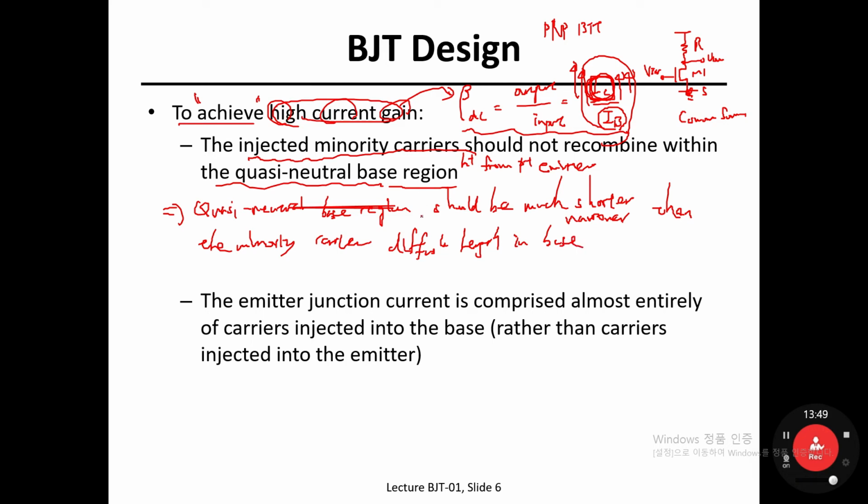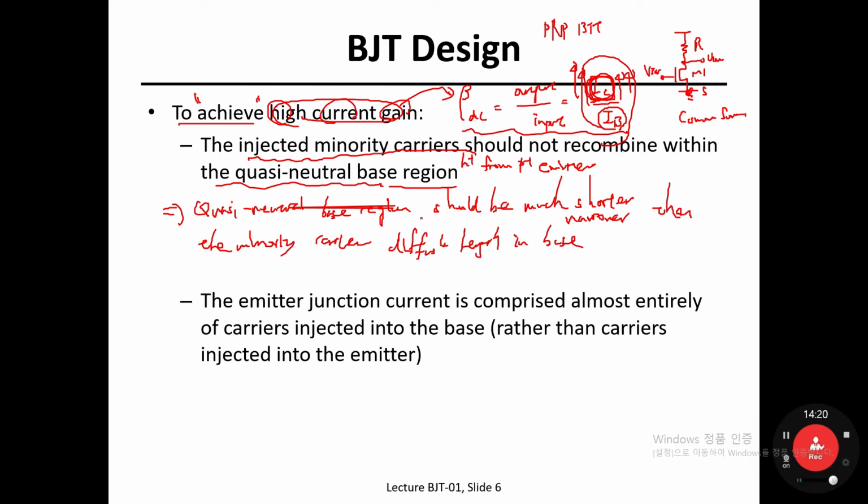Then the goal we are looking for can be well satisfied. So in summary, the P plus N emitter junction should be forward biased definitely. Then we are ready to inject many holes into the base, but that's not enough. We should make the base region, I mean the quasi-neutral base region, other than the depletion layer.